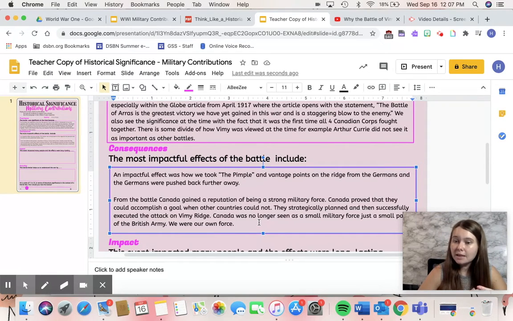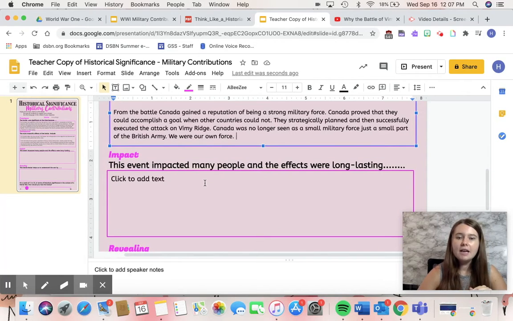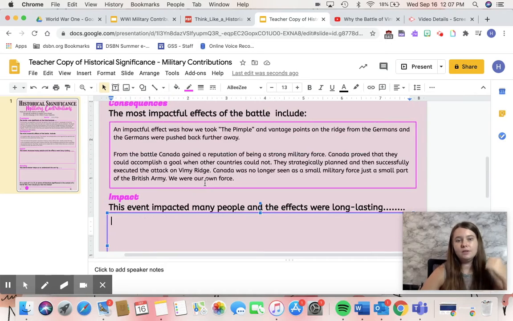And we do that in several other battles, but this one as a whole has really regained that reputation, as you probably saw in the video. Okay, impact. This event impacted many people and the effects were long lasting. So let's talk about that.